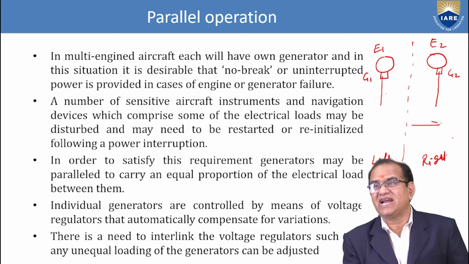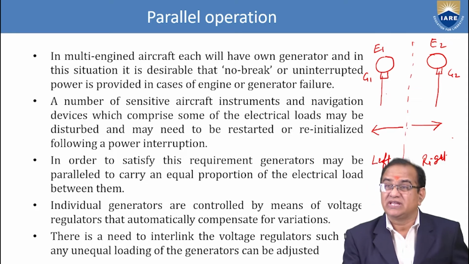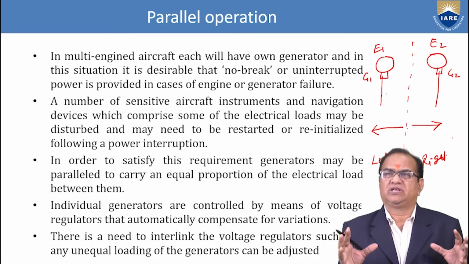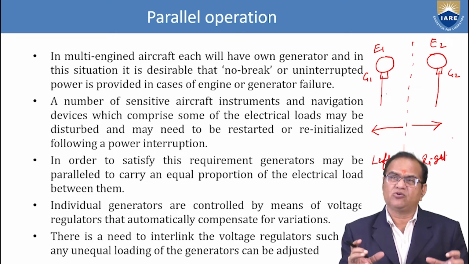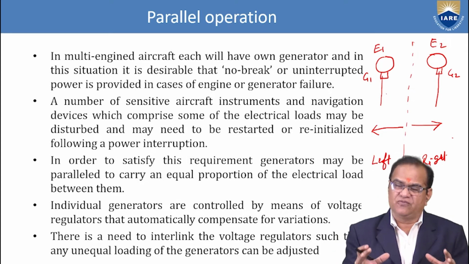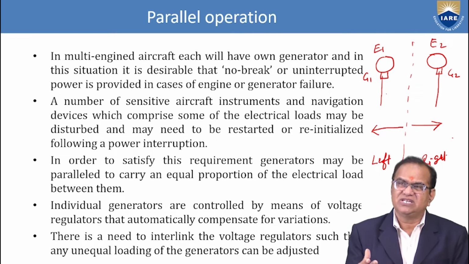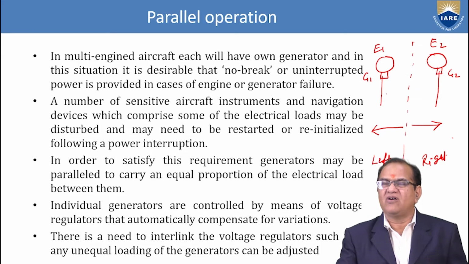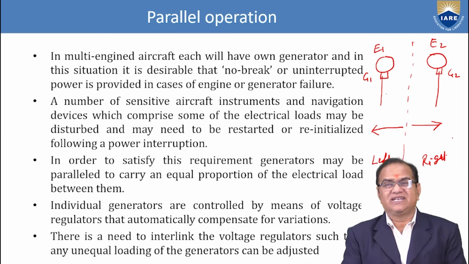So this right hand side engine E2 will take all the loads of the right side, and the left engine will take all the loads of the left side. In that type of situation, both engines and both generators, G1 and G2, have to take a proper and balanced electrical load, and they have to share if one engine has failed. So the working engine or the working generator has to take the load of the generator which is not working.